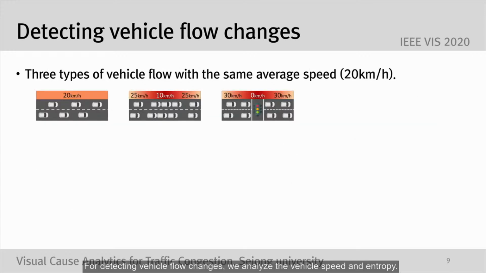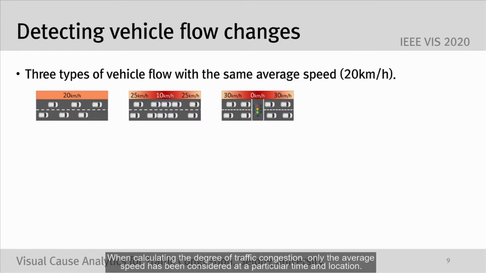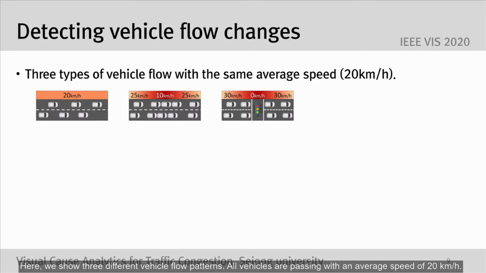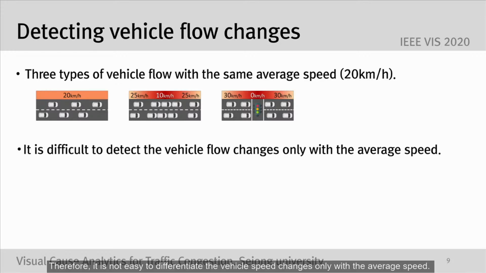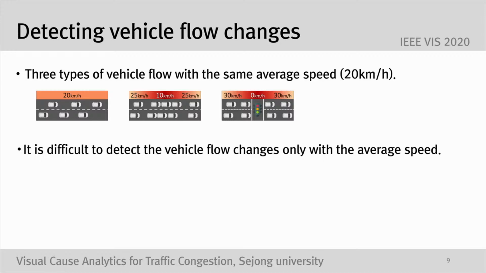For detecting vehicle flow changes, we analyze the vehicle speed and entropy. When calculating the degree of congestion, only the average speed has been considered at a particular time and location. Here, we show 3 different vehicle flow patterns. All vehicles are passing with an average speed of 20 km per hour. Therefore, it is not easy to differentiate the vehicle speed change only with the average speed.